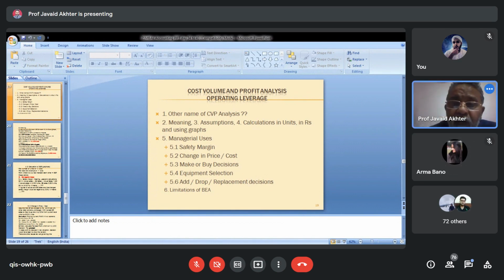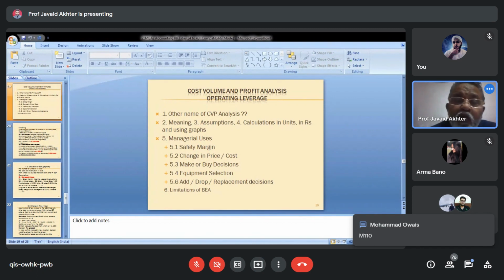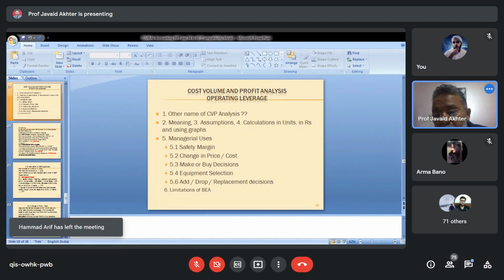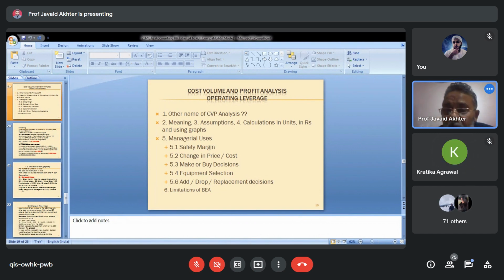The fourth assumption is that the sales and production are synchronized. Whatever is produced is sold. The decisions and conclusions we arrive at will carry the assumption that there is no closing stock. When we say sales and production are synchronized, it means that there is no closing stock. Whatever is produced is sold. All right?